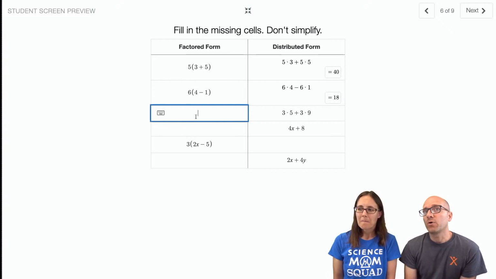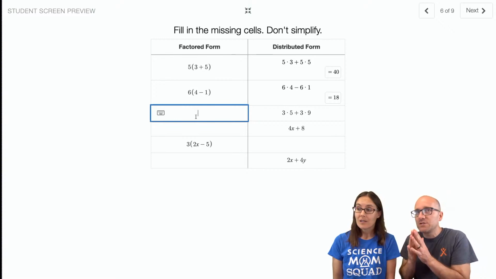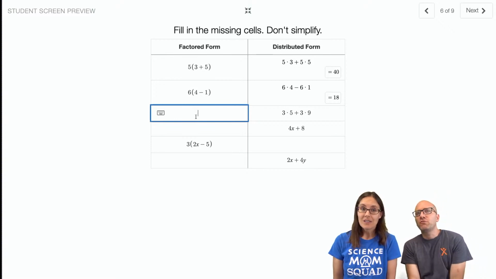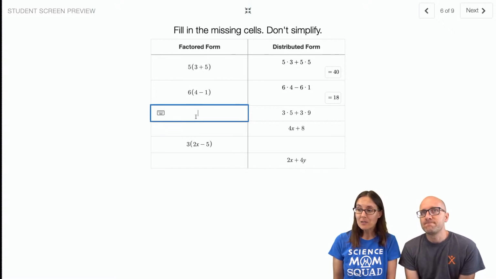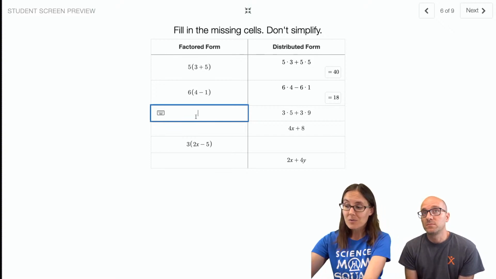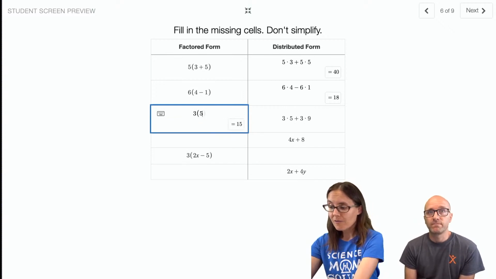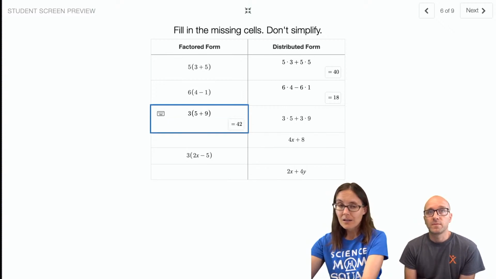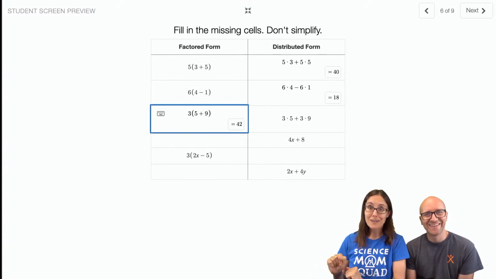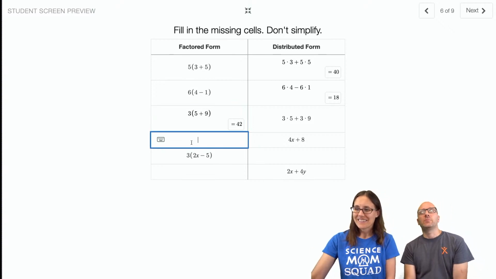Okay, now we're going in the reverse direction. So the distributive law was applied. What was it applied to? What was that expression before we distributed? This is a puzzle. We get to go backwards. So I see a 3 times something in both of these. So I think it was 3 and then parentheses 5 plus 9. Good. Do you agree with me? Is that what you saw too? Nicely done, Science Mom. You're getting this.